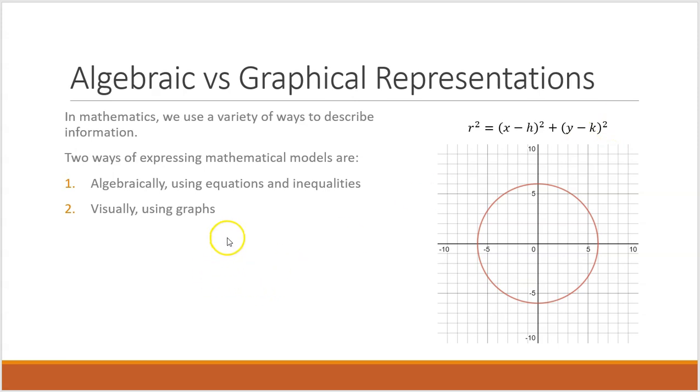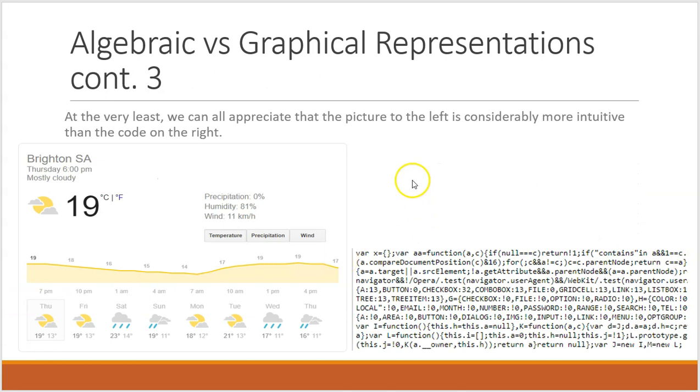Now, what I'm getting at is there are two ways in which we can display data. So going to a more concrete example, say we've got the weather forecast. If we type into Google Brighton SA, what Google will present us with is a graph of the weather forecast over the next few days. Now this one is quite a few days old, but notice when we look at this graph on the left, we can instantly get the information that we're after, which is what the weather will be like.